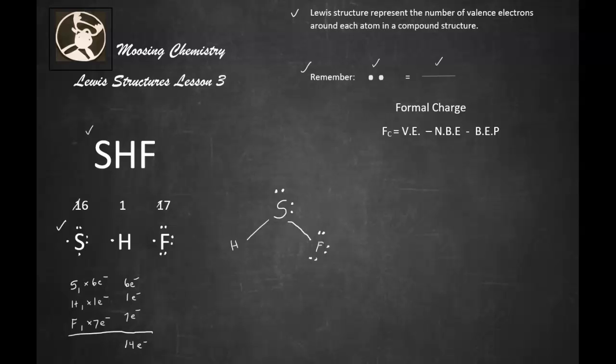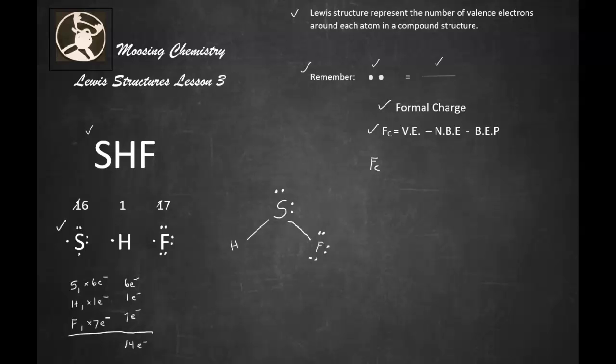All right, now we got to determine if this is the best possible structure. To do that, we're going to use something called formal charge. Formal charge equals valence electrons minus non-bonding electrons minus bonding electron pairs. Okay, let's go and do this. All right, so let's do the formal charge for each of these.